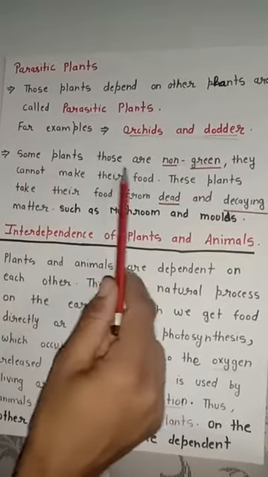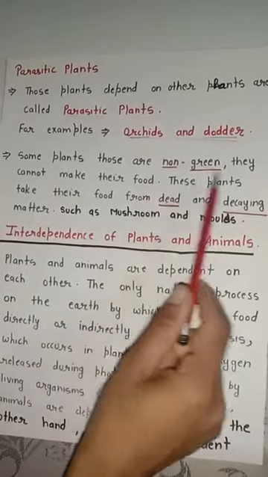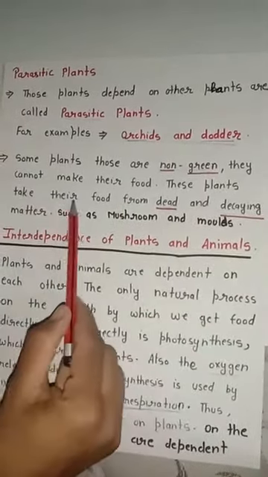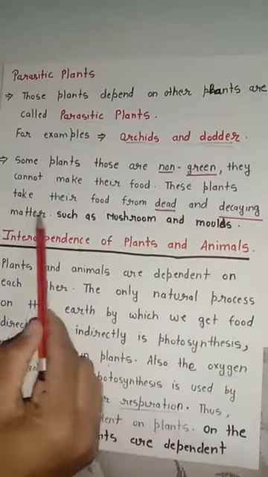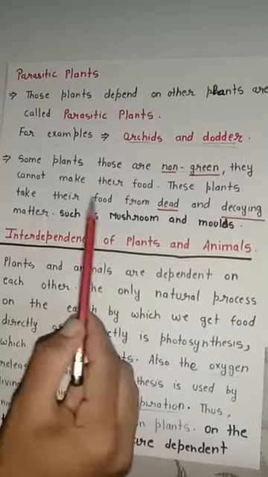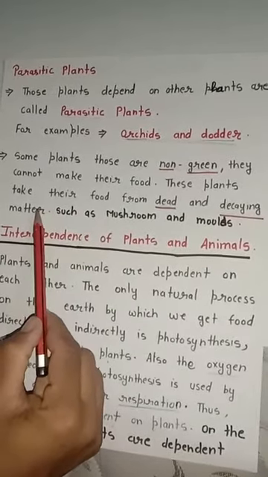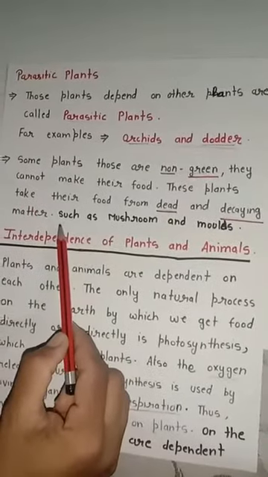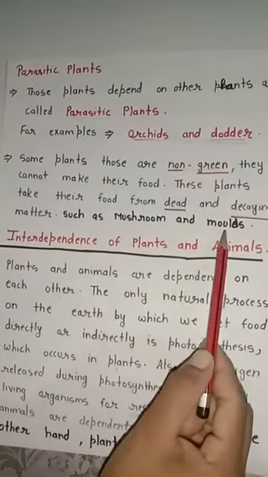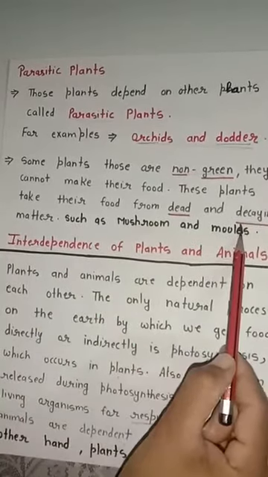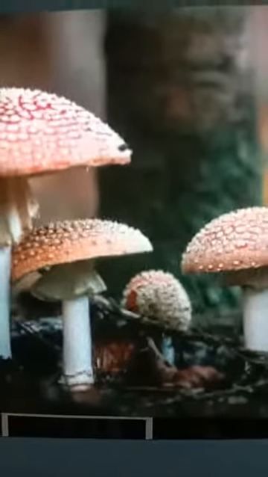Now some plants, those are non-green plants, cannot make their food. These plants take their food from dead and decaying matter from the soil. They get their food directly from the soil, and they distribute this food to all parts of the plant, such as mushroom and mold plants. Now it is time to show a picture of a mushroom and mold plant.